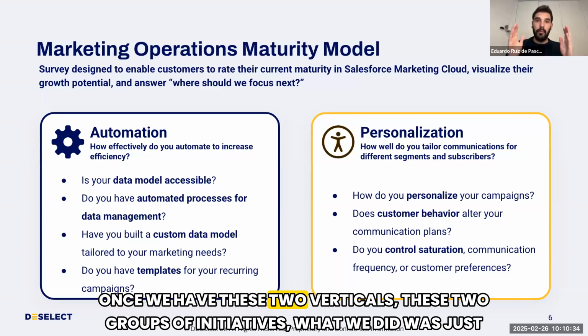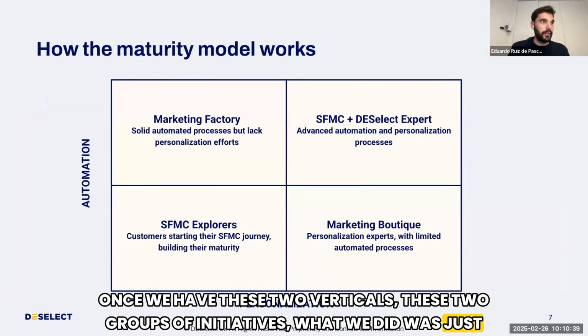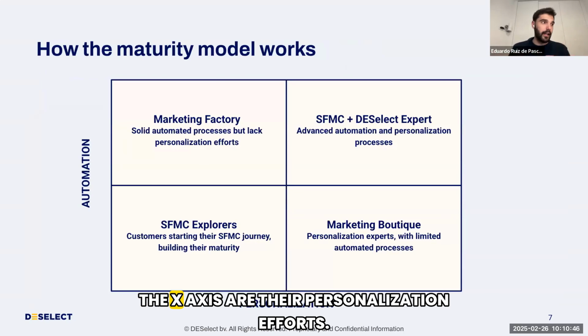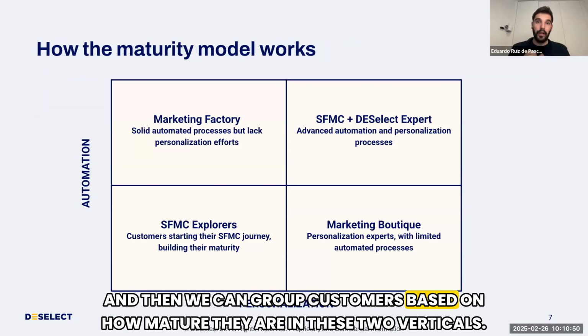Once we have these two verticals, these two groups of initiatives, what we did was just create this diagram here, where you can see the vertical axis is the automation efforts, the x-axis is the personalization efforts, and then we can group customers based on how mature they are in these two verticals, right?